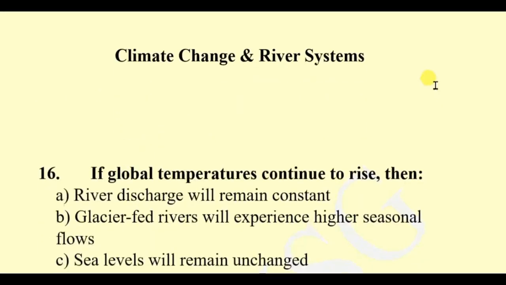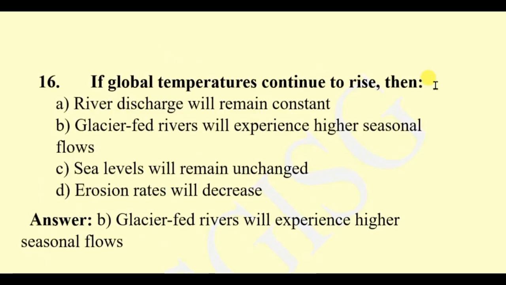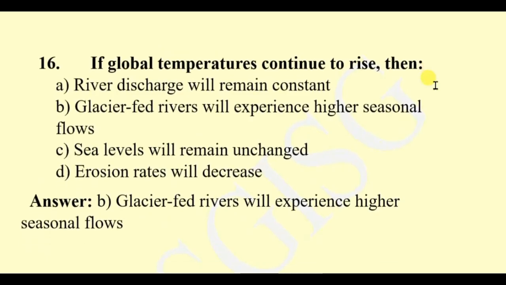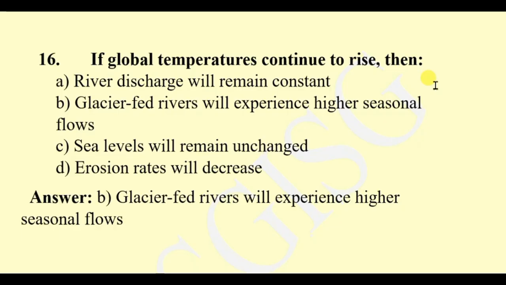Category: climate change and river systems. Question number 16. If global temperatures continue to rise, then river discharge will remain constant, glacier-fed rivers will experience higher seasonal flows, sea levels will remain unchanged, or erosion rates will decrease. Of course, glacier-fed rivers will experience higher seasonal flow due to melting of the glaciers.